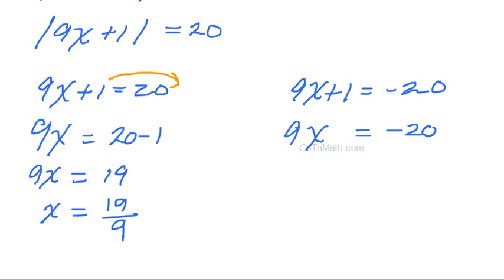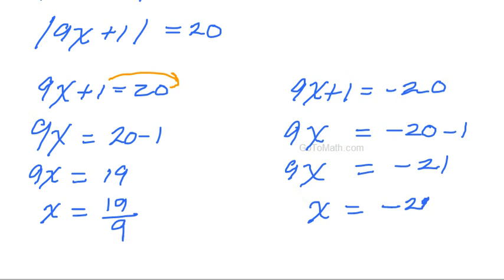We have -20, bring the 1 over to the right, becomes -1. And so now we have 9x is equal to -21. And of course, just take that 9 diagonally down. -21 divided by 9, and the question is, will that reduce down any? Doesn't look like it. Okay, so that's the smaller number.